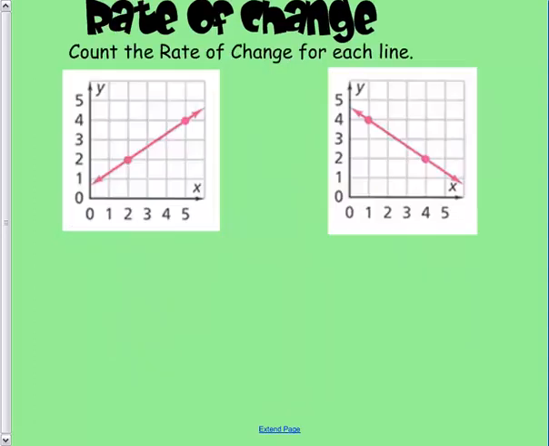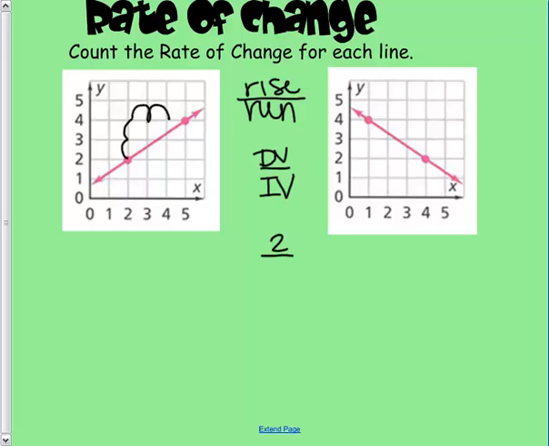Okay, so go ahead and see if you can count the rate of change for each line by figuring out what the rise over the run would be. The rise over the run is really the difference between our dependent variables and our independent variables. We can look and say, okay, it's increasing by 2, and the x is increasing by 3, so they're both positive. So this would be a positive 2/3 as the rate of change, which is increasing because it's positive.